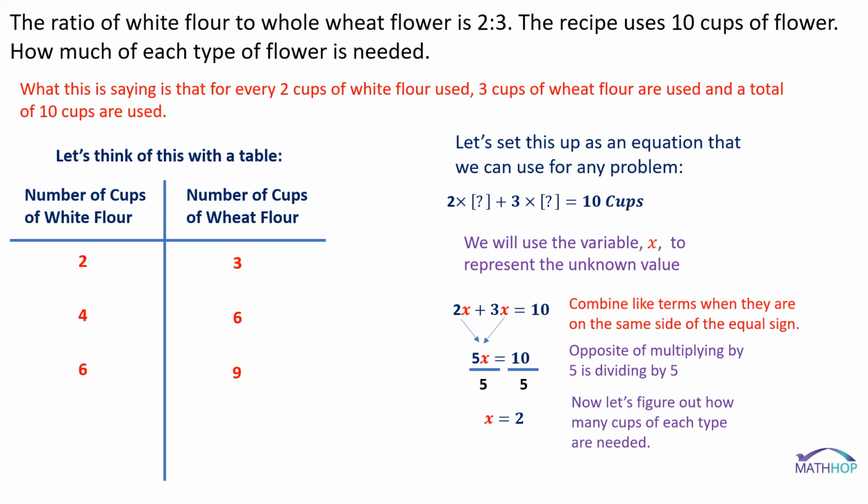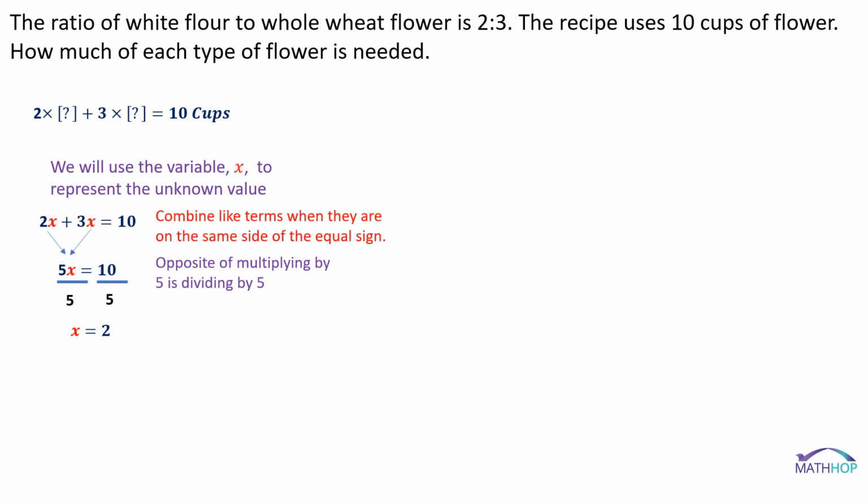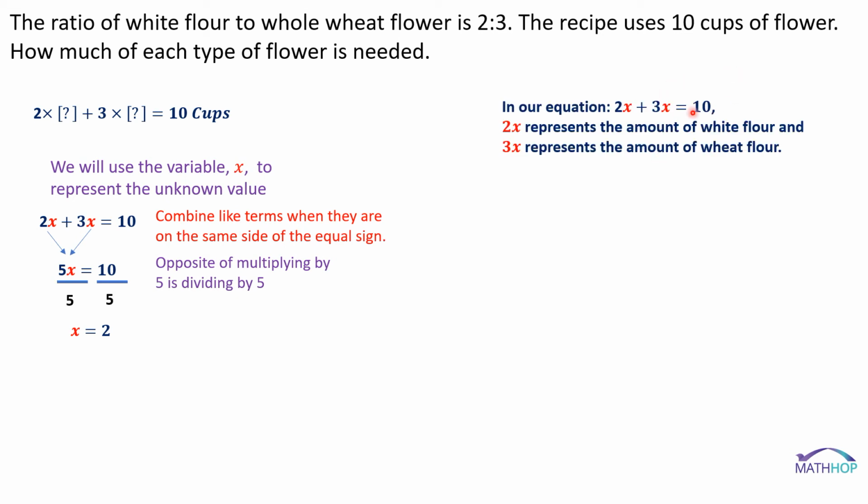Now we can figure out how many cups of each type are needed. So I'm just going to give myself a little more room on this screen. All right, so in our equation, 2x plus 3x equals 10, 2x was the amount of white flour, and 3x represented the amount of wheat flour. So all we have to do is plug in the 2 that we got for x into both of these expressions, and we'll have our answer. So 2x equals 2 times 2. We need 4 cups of white flour. 3x equals 3 times 2. We need 6 cups of wheat flour.